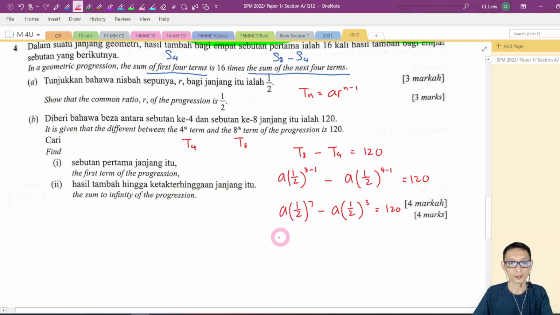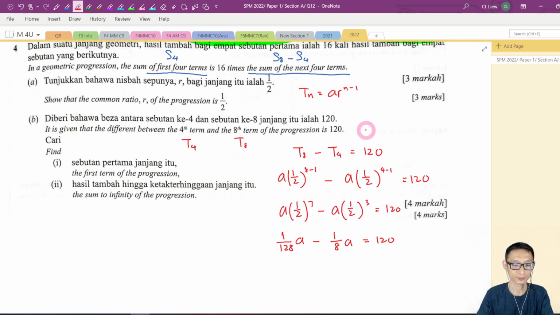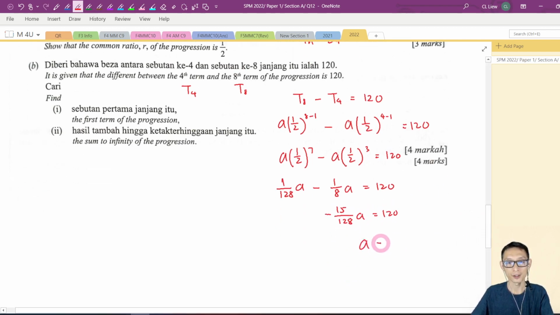This is 1 over 128a. How about this one? 1 over 8a is equal to 120. So just press your calculator. 1 over 128 minus 1 over 8, you will get negative 15 over 128a is equal to 120, and a is equal to 120 divided by this. You will get negative 1024. Okay, this is the answer for B1.